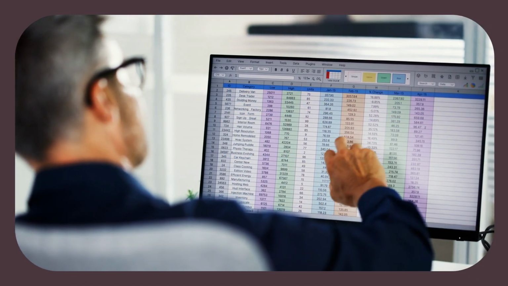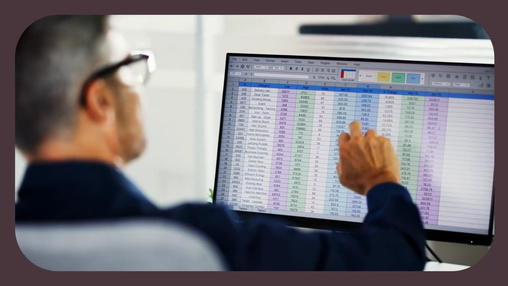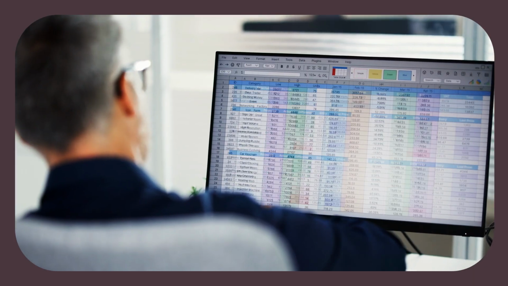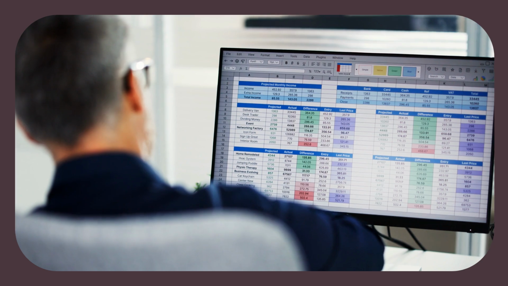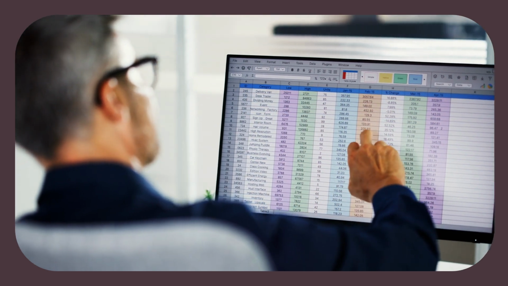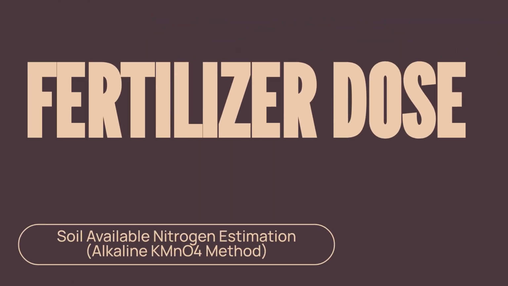The calculated available nitrogen value is then classified into one of 6 tiers, ranging from very low, which is less than 140 kilograms per hectare, up to very high, which is more than 700 kilograms per hectare. Based on the soil's nitrogen classification, specific recommendations are given for adjusting the recommended dose of nitrogen, such as increasing it by 50% for very low classification or decreasing it by 50% for very high classification.